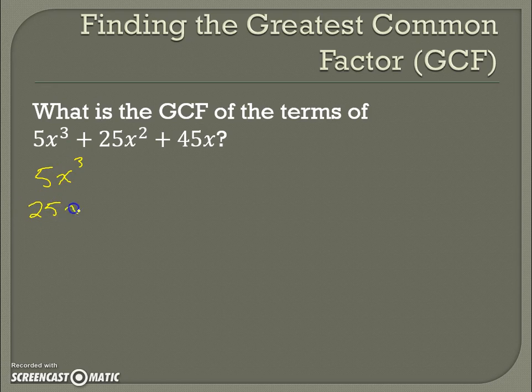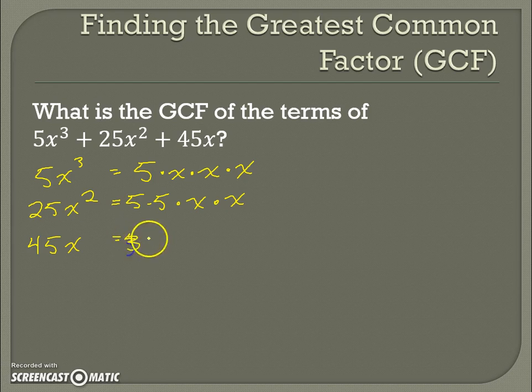in expanded form. So we're going to go ahead and do that. So for expanded form, I need to think about the prime factorization. So 5 is a prime number, so that's already there. So I'll do 5 times x times x times x. 25 is the same thing for prime factors as 5 times 5 times x times x. 45 is going to be 3 times 3 times 5 times x.